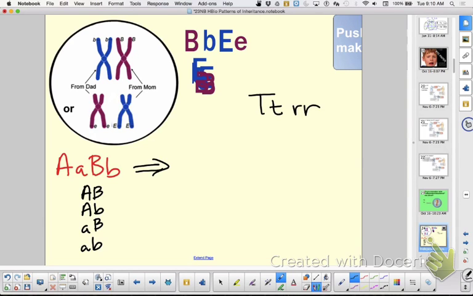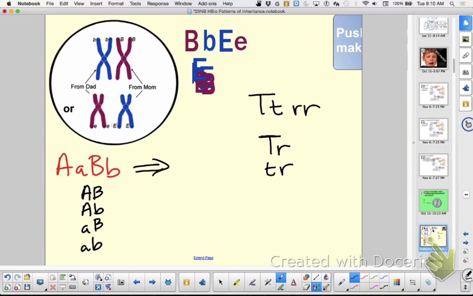On the count of 3, show me how many different gametes you have. 1, 2, 3. 2? Looks good. 2. Good. So tell me what they are. Big T, okay, wait, don't rush or jump or shout. Here we go. Big T, little r, little t, little r. Good on that? Yep, we're good.